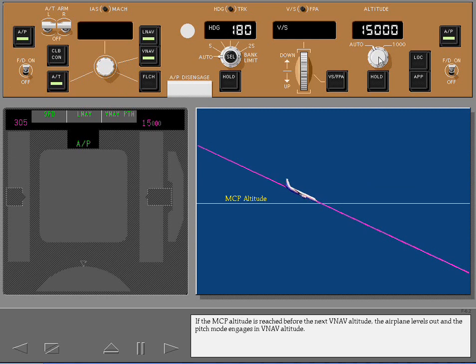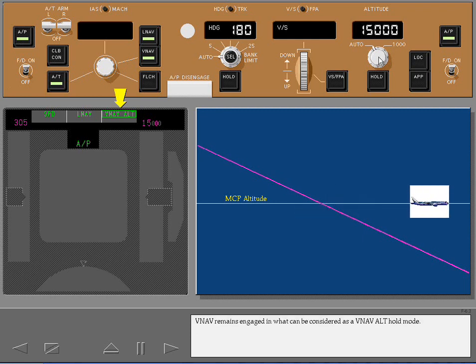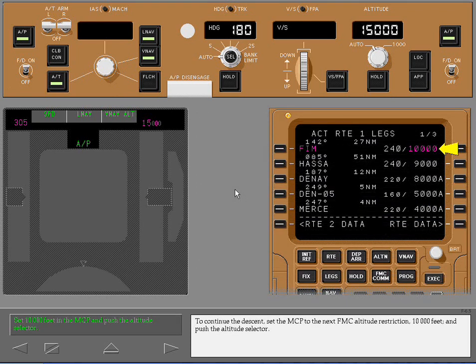If the MCP altitude is reached before the next VNAV altitude, the airplane levels out and the pitch mode engages in VNAV altitude. VNAV remains engaged in what can be considered a VNAV altitude hold mode. Since remaining level at the MCP altitude affects your ability to recapture the path, let's start a descent. To continue the descent, set the MCP to the next FMC altitude restriction, 10,000 feet, and push the altitude selector.